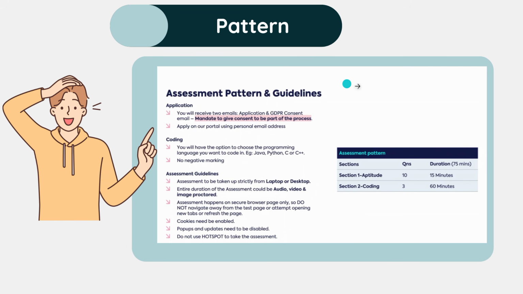Now the assessment pattern for round 1 is, section 1 is aptitude, 10 questions in 15 minutes, and section 2 is coding, 3 questions in 60 minutes, okay? You will receive 2 mails, that is the application and the GDPR consent, okay? It is mandatory to give the consent to be part of the process. Apply on your portal using your personal email address, and you should not give your college email address, right? You will have an option to choose the programming language you want to code in: Java, Python, C or C++. There are no negative marks, so you can put an answer for every question, okay?